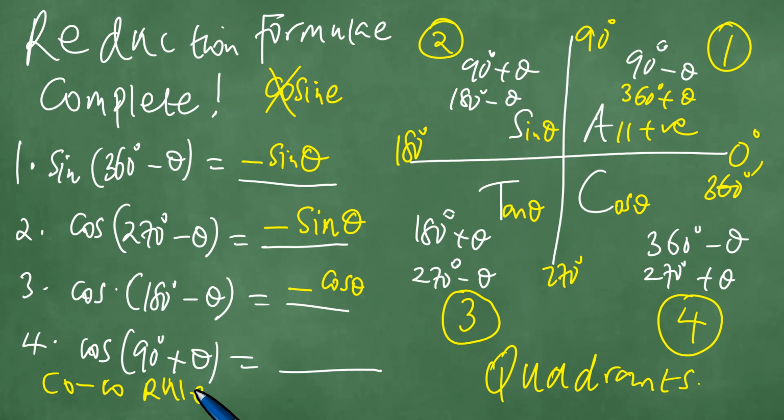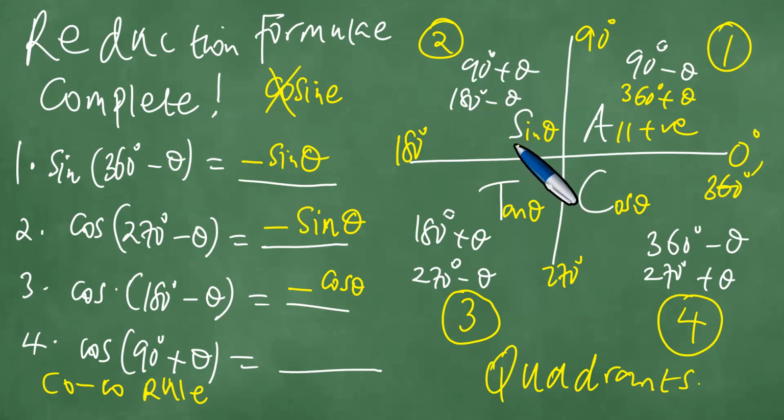The first quadrant. Okay, let's check. 90 degrees plus theta. Second. It is the second quadrant. Well done. 90 degrees plus theta is in the second quadrant. So if 90 degrees plus theta is in the second quadrant, then what functions are positive in the second quadrant?